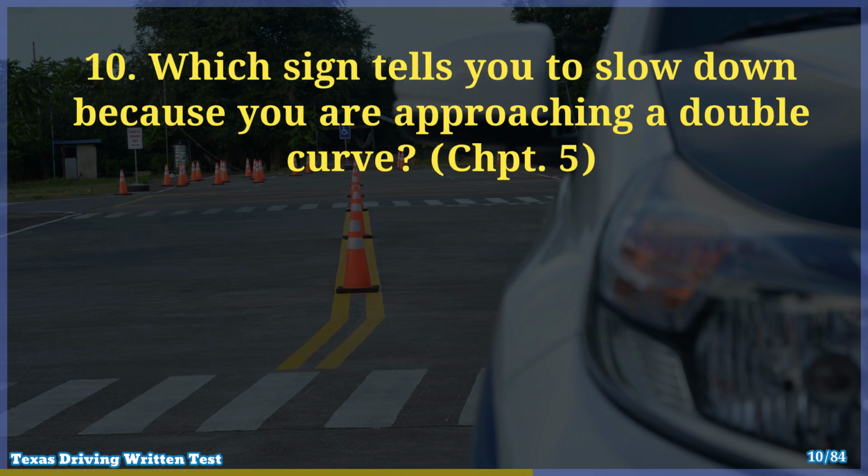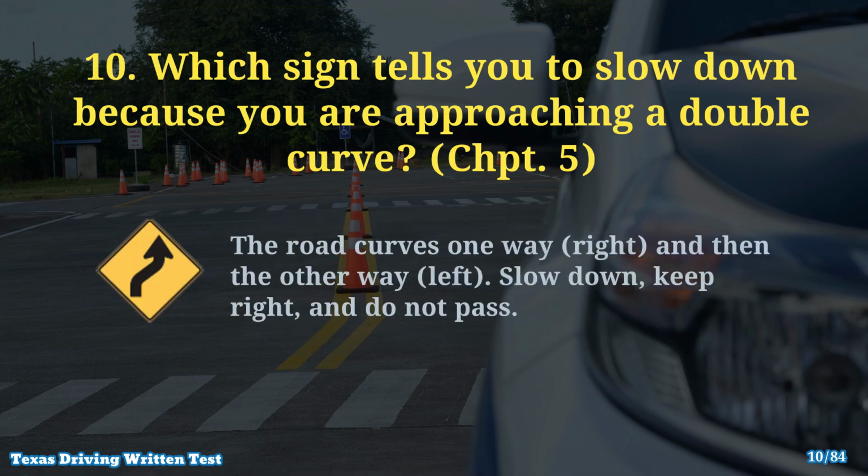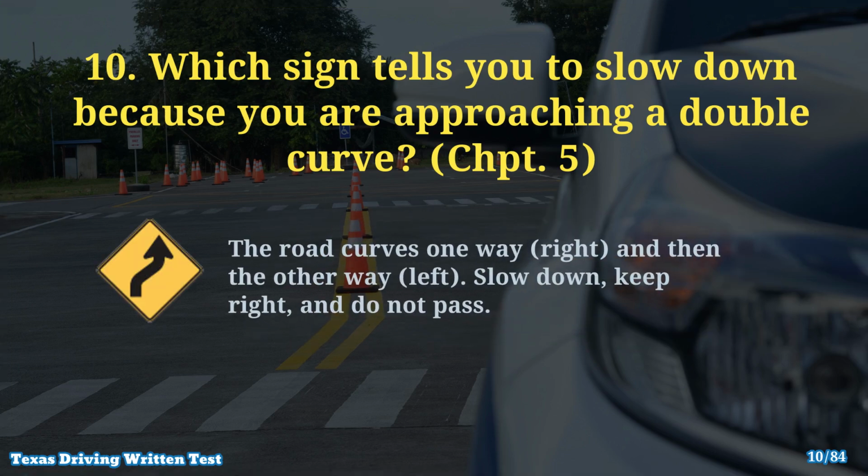10. Which sign tells you to slow down because you are approaching a double curve? This sign indicates double curve. The road curves one way, right, and then the other way, left. Slow down, keep right, and do not pass.